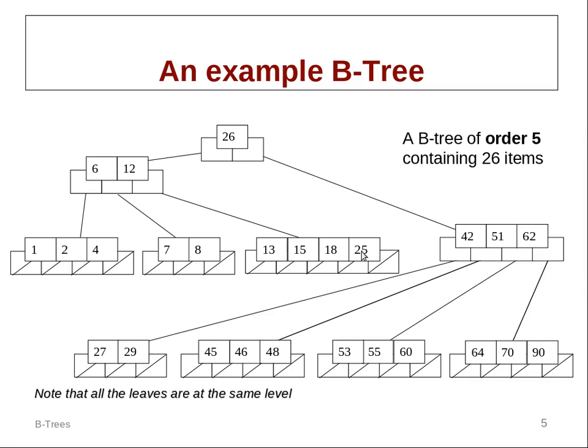Greater than 26, we have 42 and 51. So between 26 and 42, we have 27, 29. Between 42 and 51, we have 45, 46, 48. Between 51 and 62, we have 53, 55, and 60. And greater than 62 are these numbers right there.